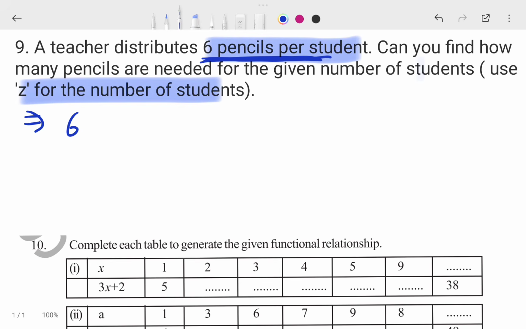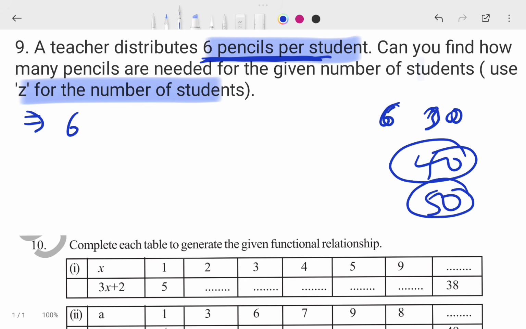But suppose there are more students in the class, like 30 students. Then how many pencils do they need? 30 pencils. If there are 40 students, then 40 pencils are needed. If there are 50 students, then he needs 50 pencils. So how many pencils do they need? We don't know. So that's why you assume 6 into Z.